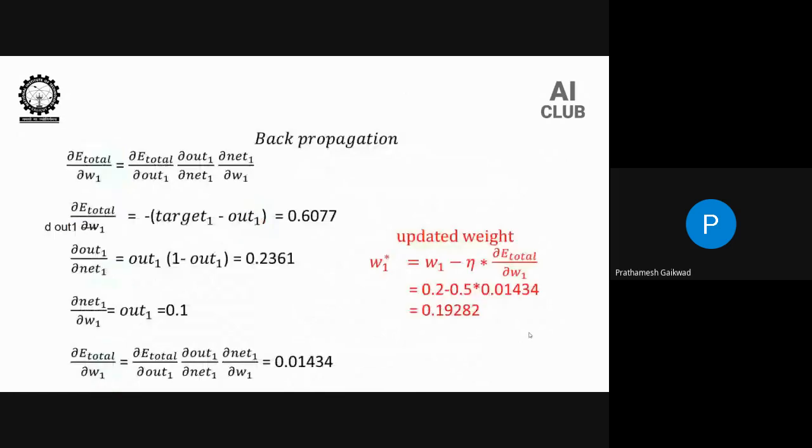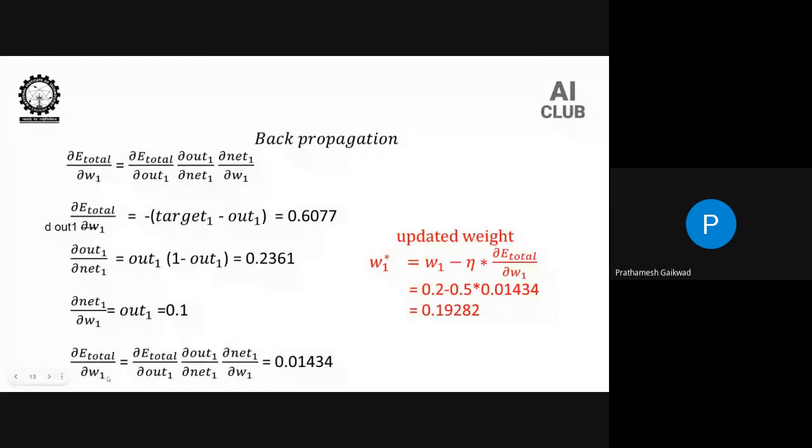Now we have gotten our error, so we will backpropagate. In backpropagation, as I said, we will compute a gradient of the loss function, like how the loss function or error is changing with respect to weight. So by chain rule, we get ∂E_total/∂w = ∂E_total/∂out × ∂out/∂net × ∂net/∂w. By basic derivative rules, we can calculate ∂E_total/∂out, which is 0.607, ∂out/∂net, which is 0.2361, and ∂net/∂w1. And then by chain rule we will get the ∂E_total/∂w1 value, which is how error is changing with respect to weight number 1.